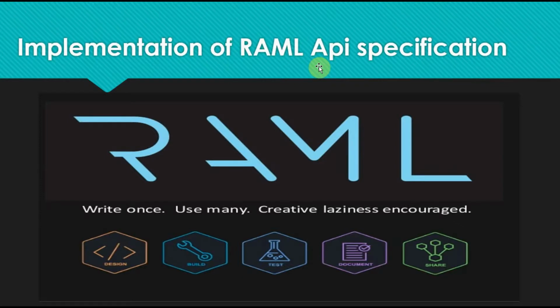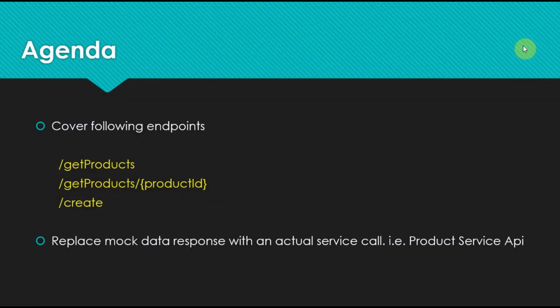Today I'm going to explain the implementation of the RAML specification which we imported in the MuleSoft application in our last session. I'm going to cover three endpoints. First, get products. Second, get products by product ID. And last, create. Here we will replace the mock data response for each flow, step by step, with an actual service call, that is the product service API.